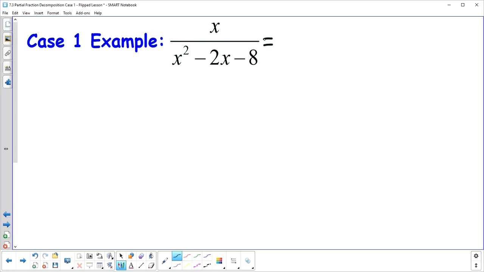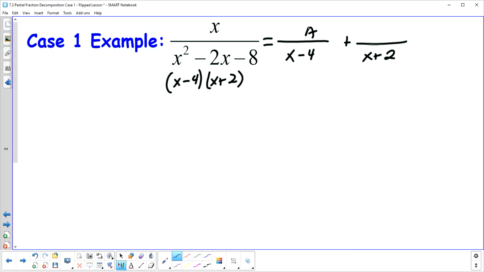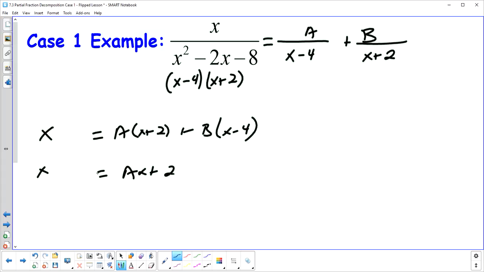I'm going to go through it a little quicker just to help you. So we know this numerator is going to factor into x minus 4, x plus 2. So I'm looking for something over x minus 4 and x plus 2. So we're going to have an a and a b. If I multiply through by my LCD now, I'd end up with x equals a times x plus 2 plus b times x minus 4, and distribute those values, ax plus 2a plus bx minus 4b, and I can then go ahead and equate coefficients.